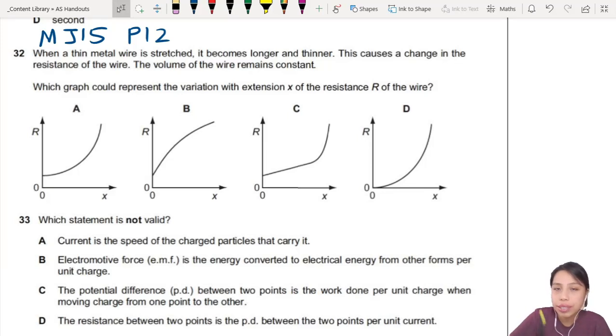Make sure you try this out first. Pause the video if you have not. This first one is about a graph. Remember I mentioned stretching, right?